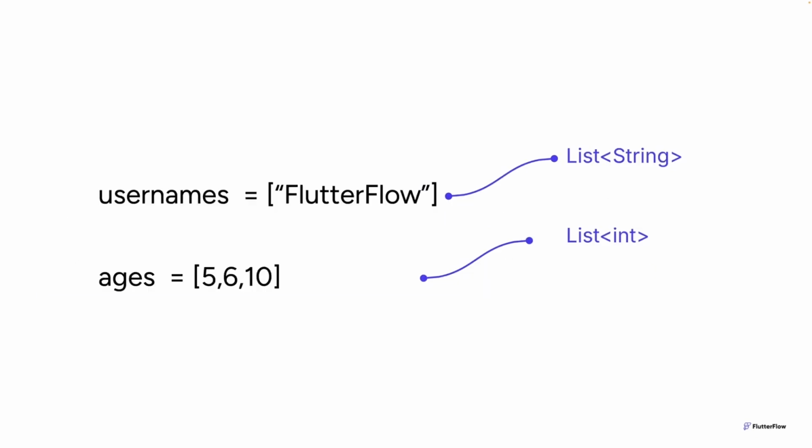Now, let's talk about more complex types. Composite data types are made of primitive data types.